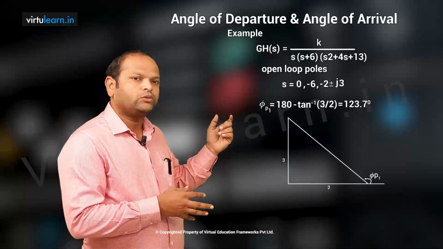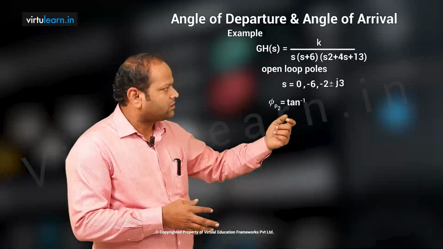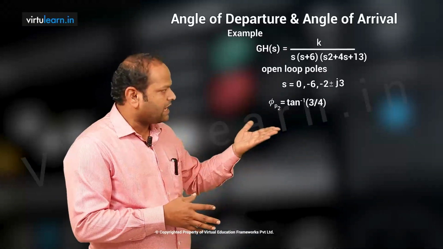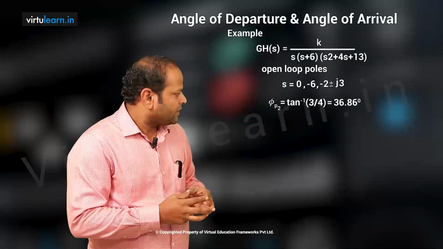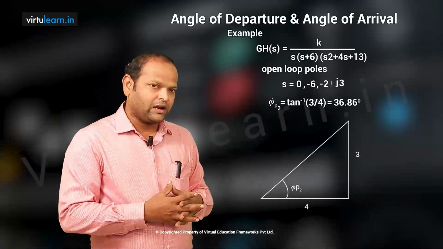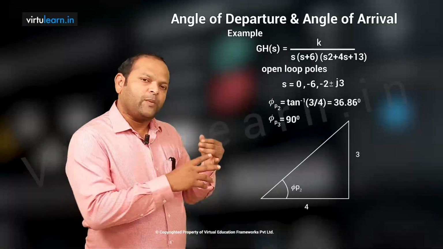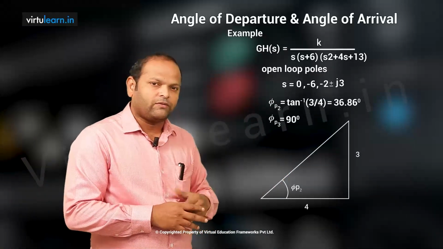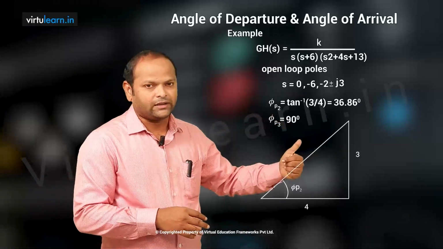Similarly phi p2, you can take directly, the angle phi p2 is tan inverse of 3 by 4. Tan inverse of 3 by 4 comes around 36.86. The third one you need not calculate because it is exactly a right angle, so it is 90 degrees. So phi p1 is 123.7, phi p2 is 36.86, and phi p3 is 90 degrees.